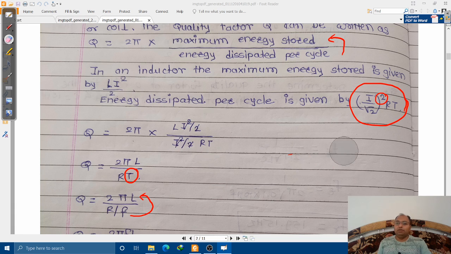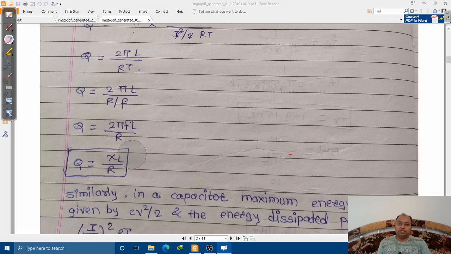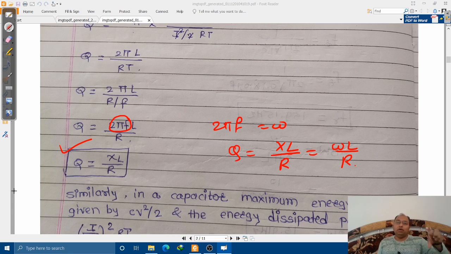Now, what does 2 pi FL stand for? 2 pi F is omega, and therefore Q is now representing XL divided by R, because XL is nothing but omega L. So we had a discussion about the quality factor: Q equals XL divided by R, and right now we have derived it.